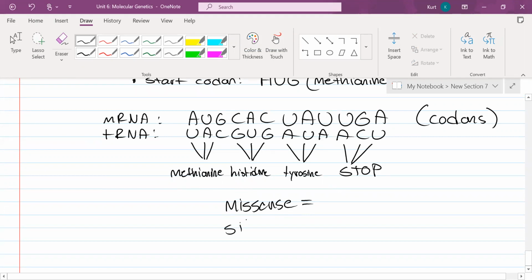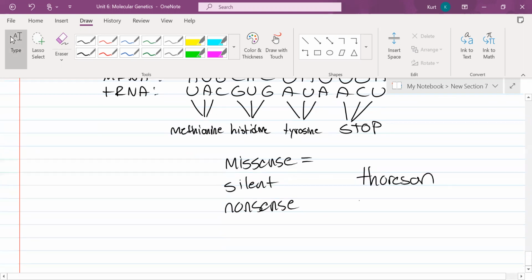A silent mutation would be if there is no change, and then a nonsense mutation is if you prematurely end the protein. Let's say it was supposed to be 50 amino acids long and a mutation causes it to be 15. That would be a nonsense where it prematurely ends. If my last name was subject to a nonsense mutation, it looked like this. That's nonsense. It was ended prematurely.